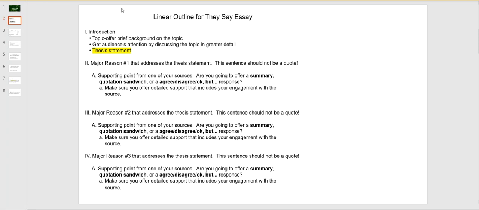So for this kind of outline, in your introduction, you would write a few sentences or phrases. You can be short in outlines. They don't have to be complete sentences, where you talk about what kind of background information you're going to offer regarding your topic. How are you going to grab your audience's attention with the general details that you include in your introduction? And then make sure that you do draft your thesis statement here.